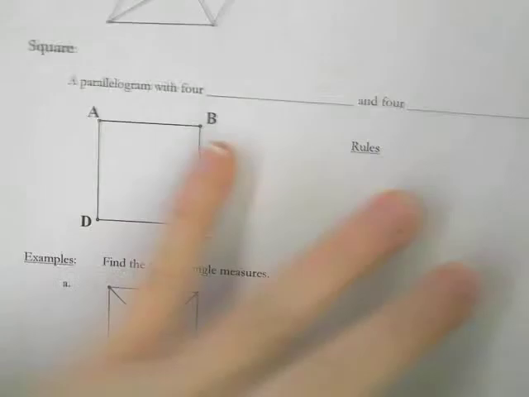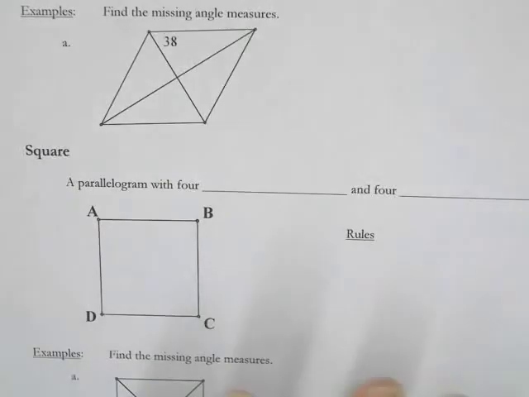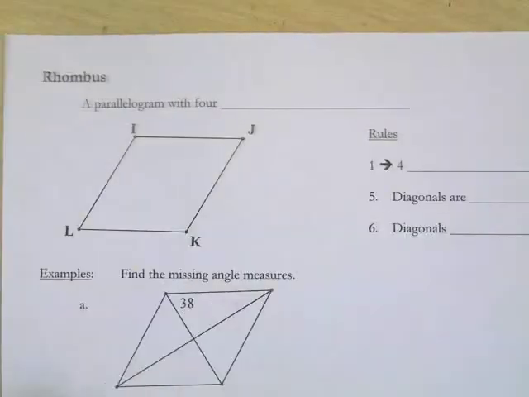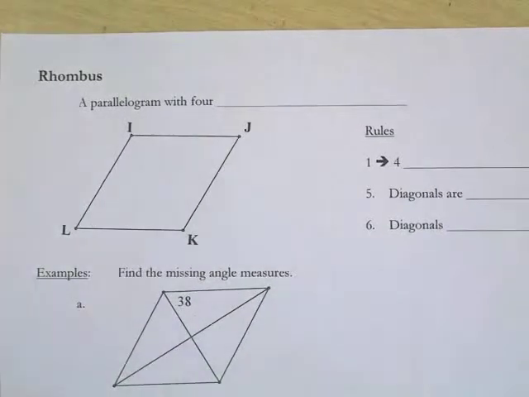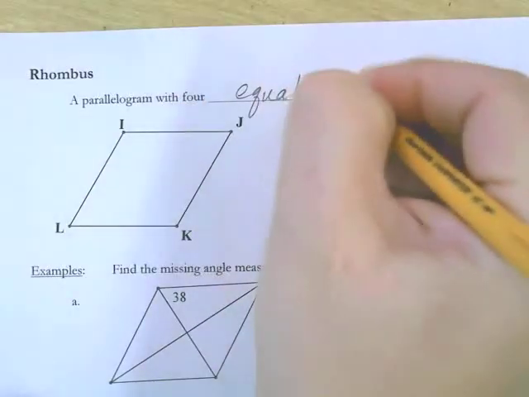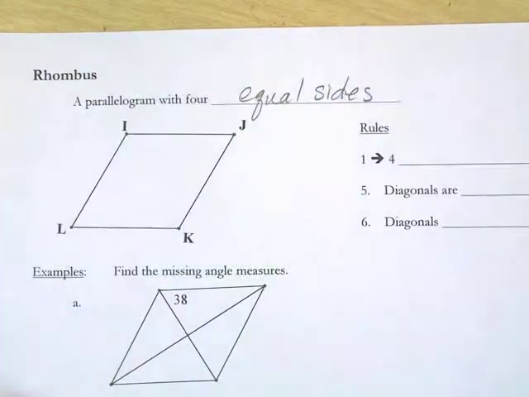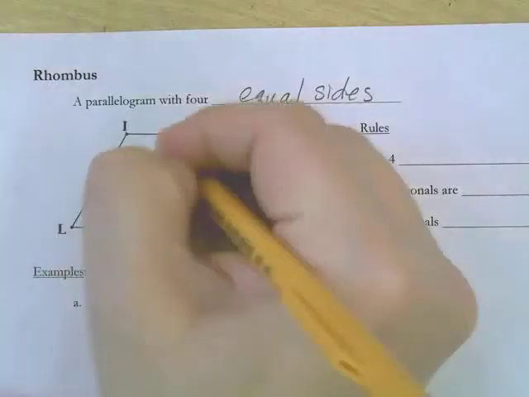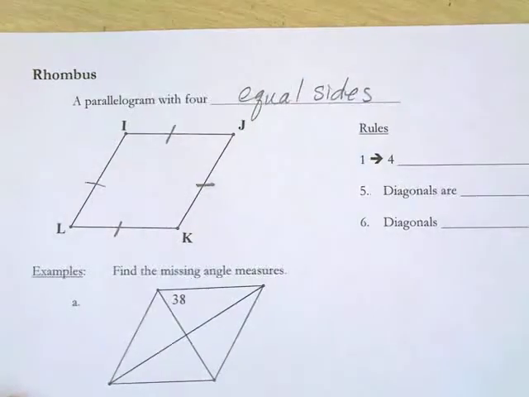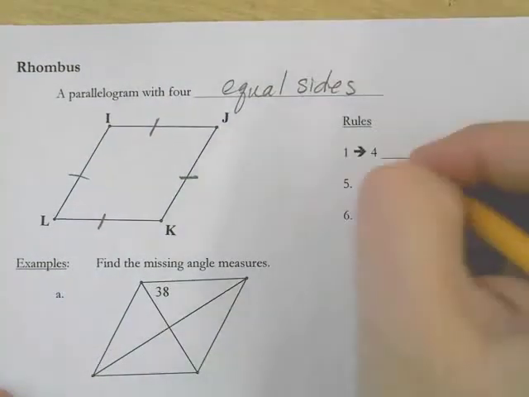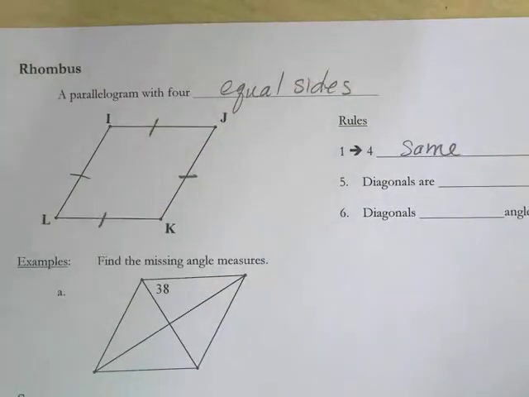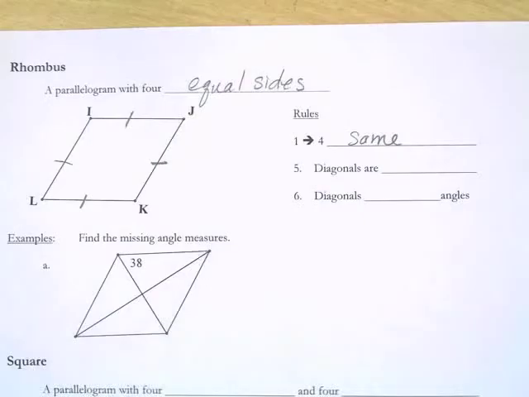All right, our second shape is a rhombus. What makes a rhombus special is that it's a parallelogram with 4 equal sides. Last time we had 4 equal angles that were all 90. Now we have 4 equal sides. Because it's a parallelogram, rules 1 through 4 apply, and they're the same: opposite sides equal, opposite angles equal, adjacent angles 180, and diagonals bisect each other.